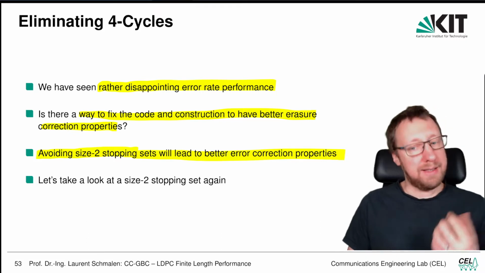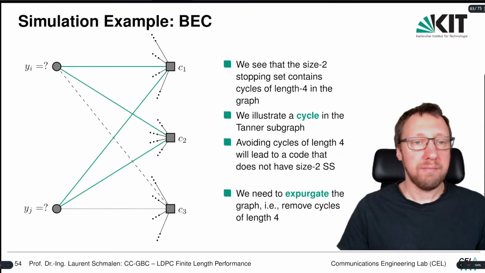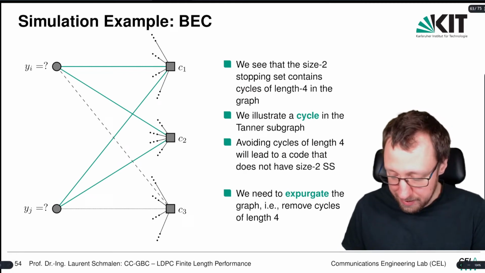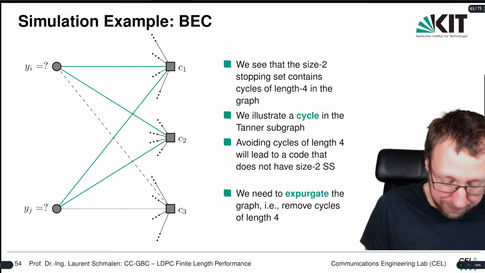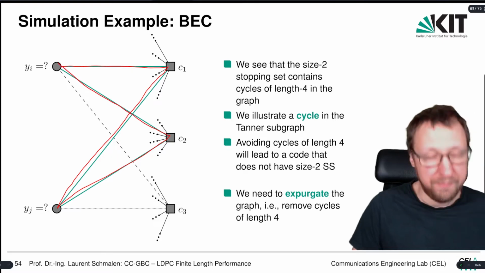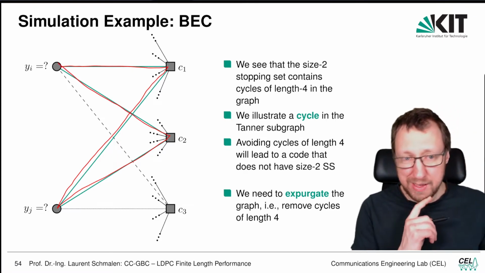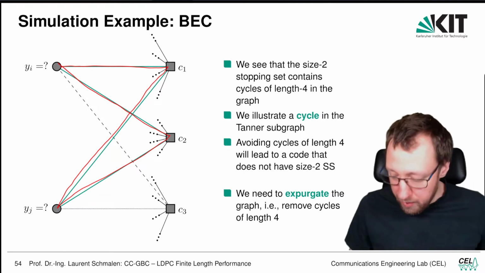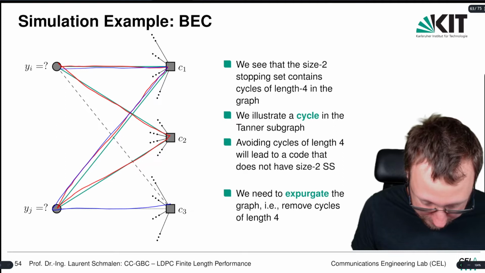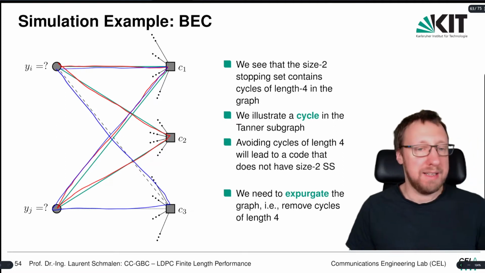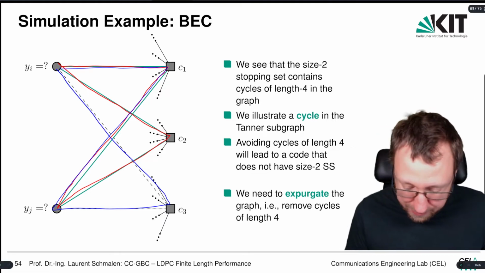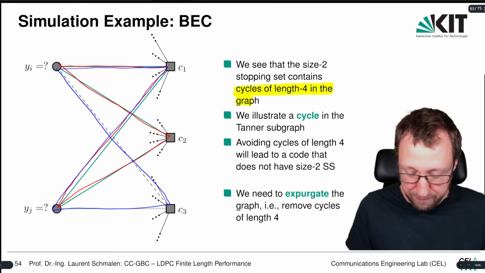So let's take a look at the size 2 stopping set again. Here we have a size 2 stopping set, and we see that it contains something that is called a cycle. We have a cycle of length 4. So this is one cycle of length 4. We have more than that cycle. We have another cycle that is shown here. It's another cycle of length 4. So we have cycles of length 4 in the graph.